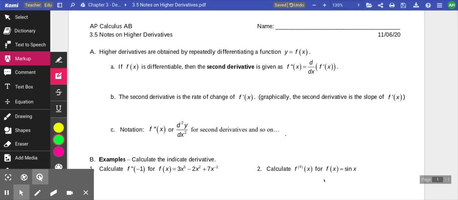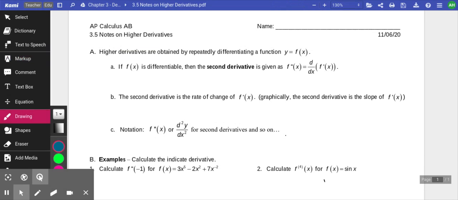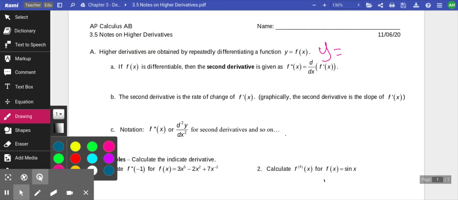So a higher derivative is obtained by repeatedly differentiating a function. And so if I have the function y equals f of x, then I could look at taking the derivative, which would be y prime equals f prime of x. And we know how to do that.